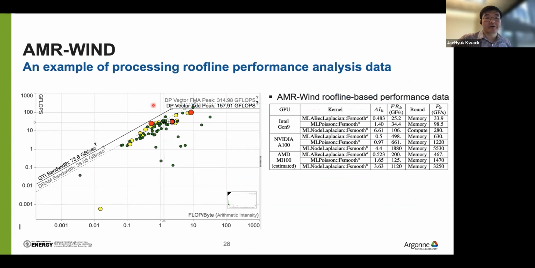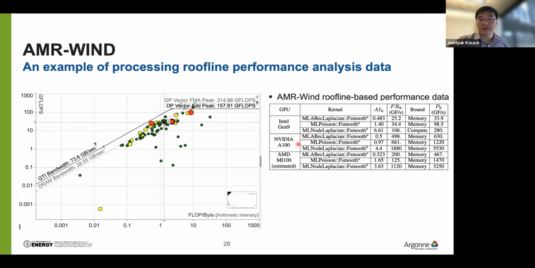This is an example of how we process the performance data on multiple GPUs. This is an example of AMReX Wind, which is an ECP application, so we have a lot of different kernels. This is the screenshot from the Intel Advisor. After running that, we chose the most time-consuming kernels, because we cannot process everything for this study. We chose three different kernels: the ML cell Laplacian kernel, the ML Poisson kernel, and the ML node Laplacian kernel. Then using Advisor, we measure the arithmetic intensity and the flop rate, and the peak, which is the maximum attainable performance.